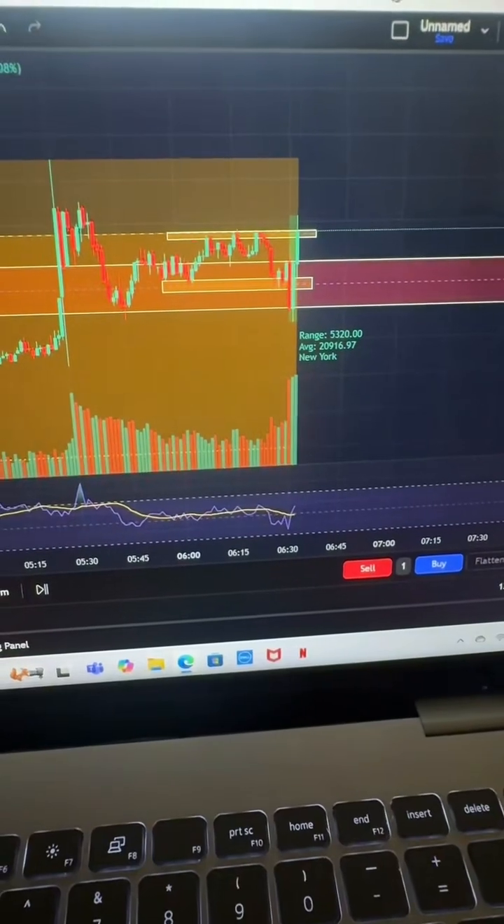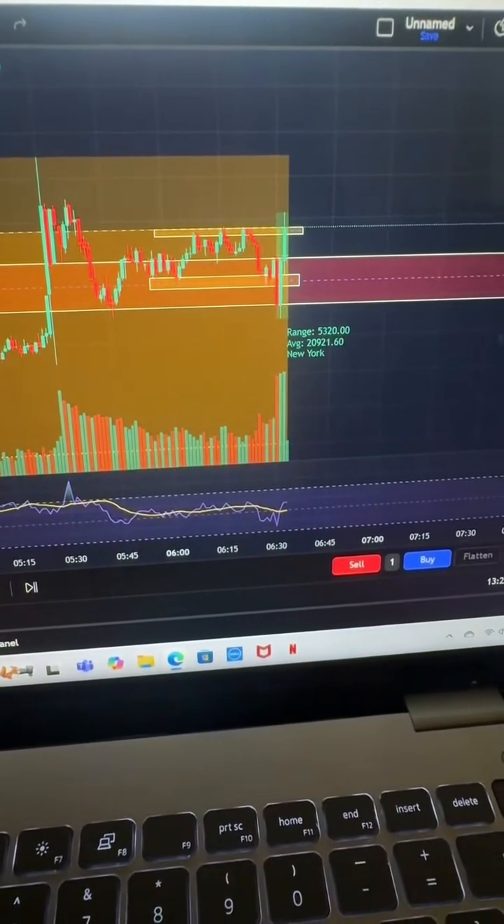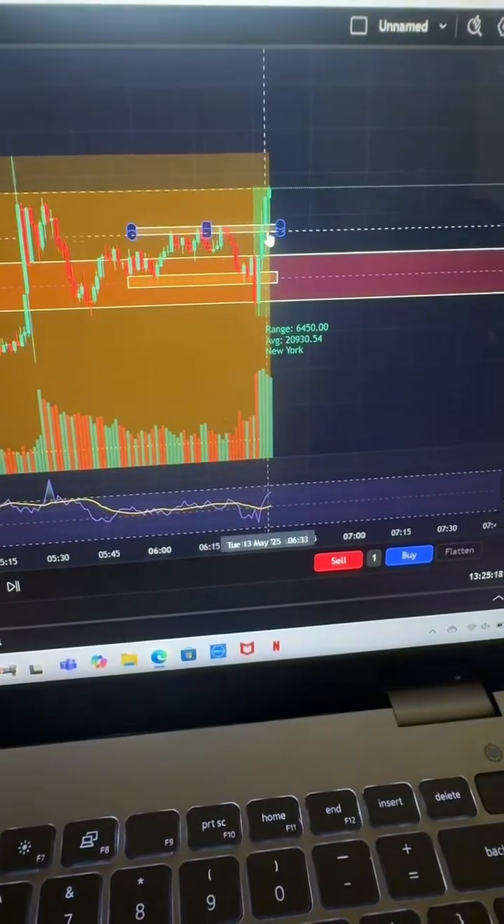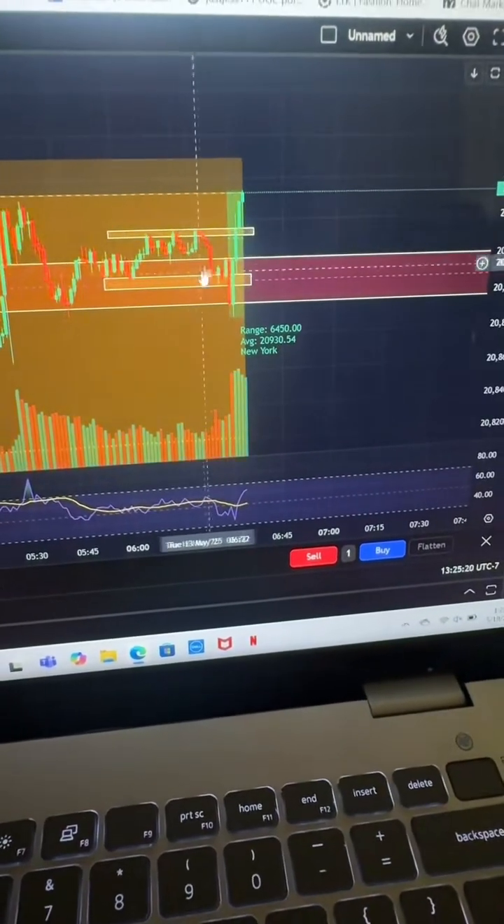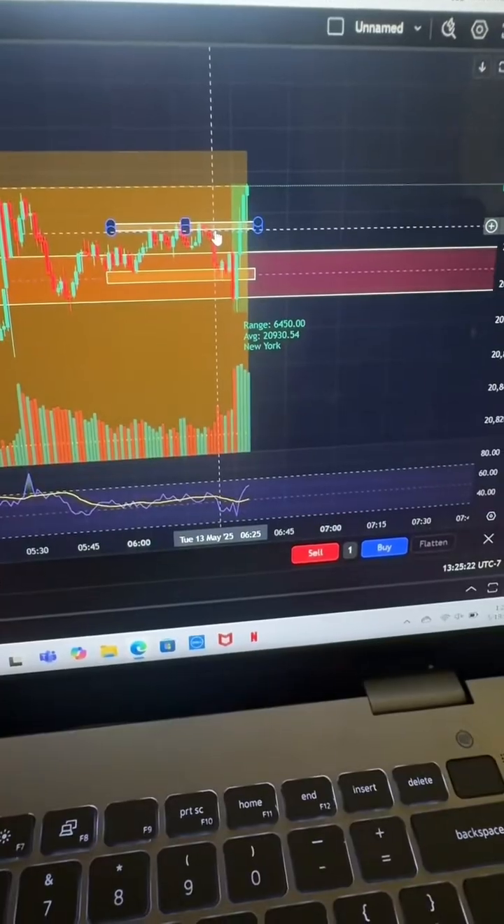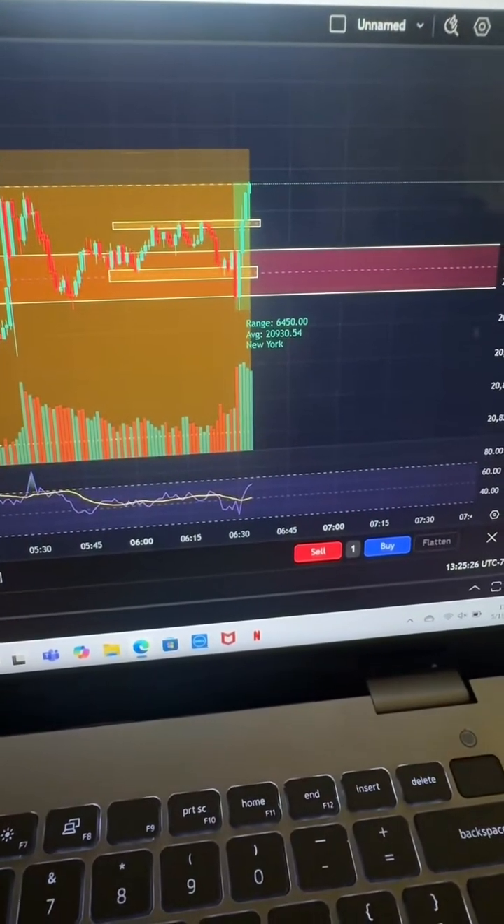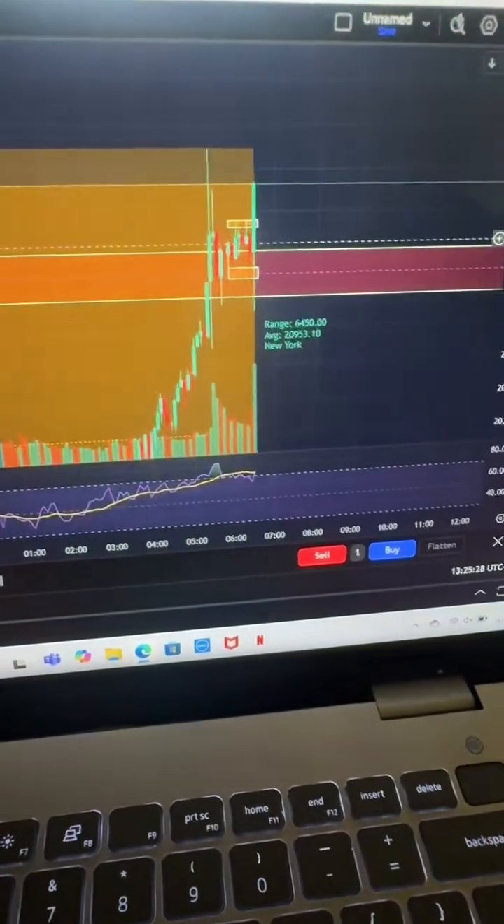So we'll go one more. And we're above that zone. Okay, so we see price come above the zone. And if we were to be on the 5 minute, let's see what that looks like. If we go back to the 5 minute.